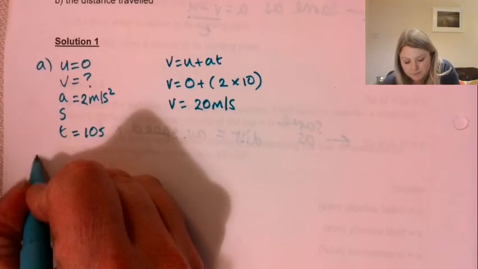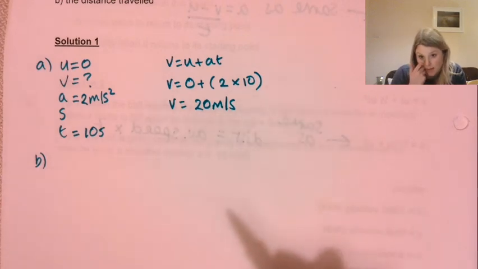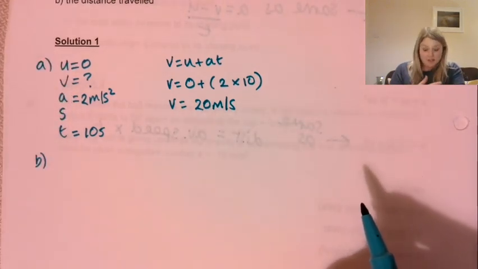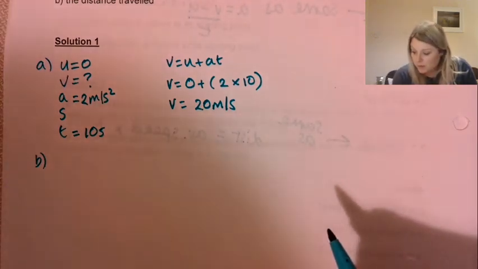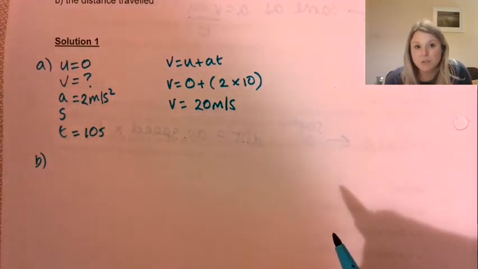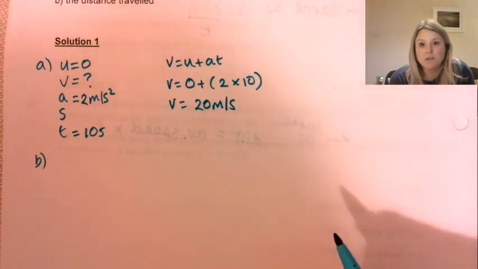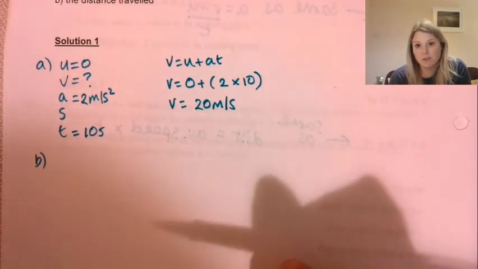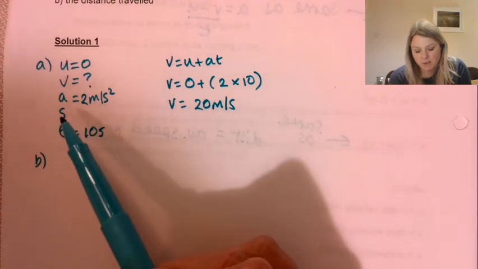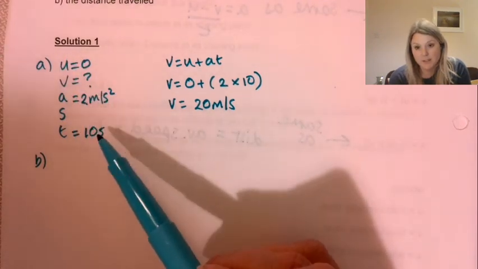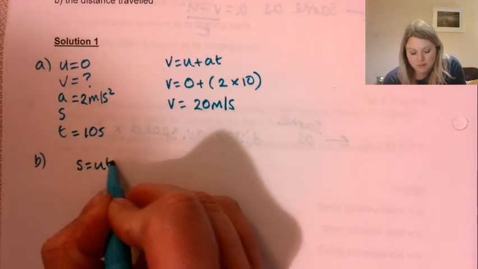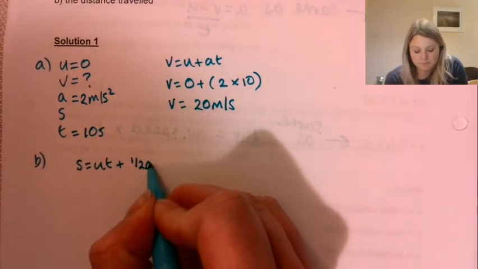Then B, I'm now looking for S, and because I've got all my other letters, I can use any of my equations. So I'm going to use one that means I'm not using that final velocity that I've just figured out, because if I did this wrong, it's going to make the other one wrong. So I'm thinking, what links S, U, A and T?